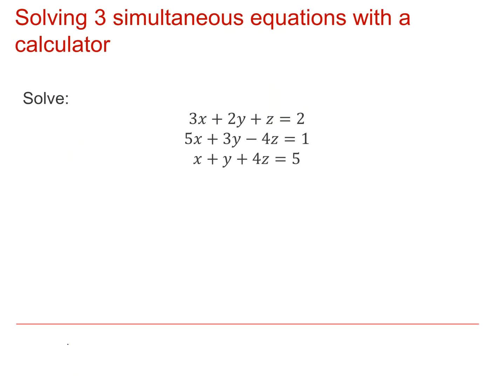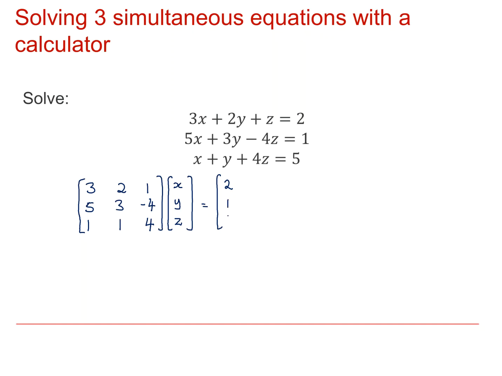So here's how to solve three simultaneous equations with a calculator. Pause the video for a moment while you rewrite this set of equations as a single matrix equation. OK, what you get is the matrix 3, 2, 1, 5, 3, minus 4, 1, 1, 4, multiplied by x, y, z, equals 2, 1, 5.